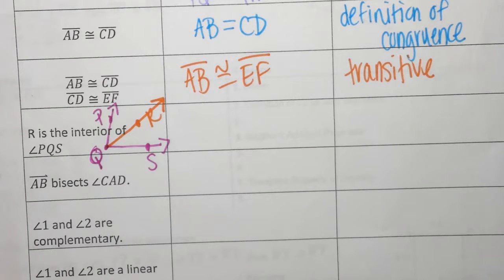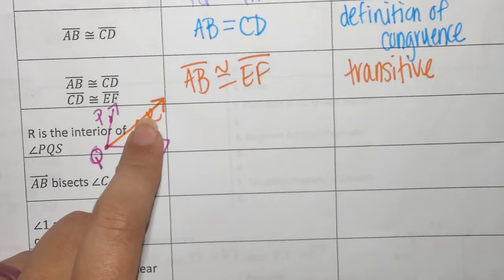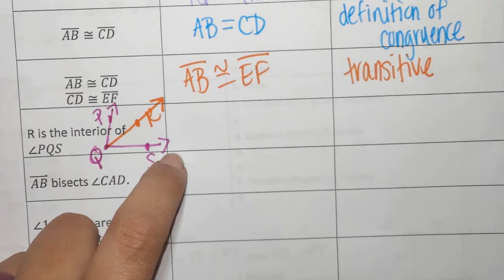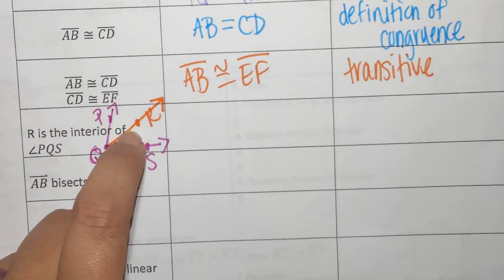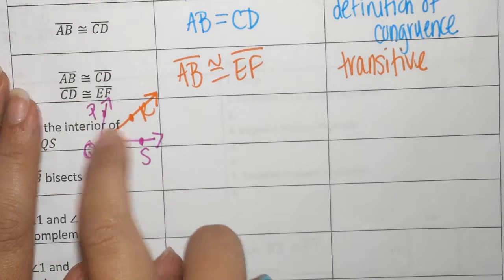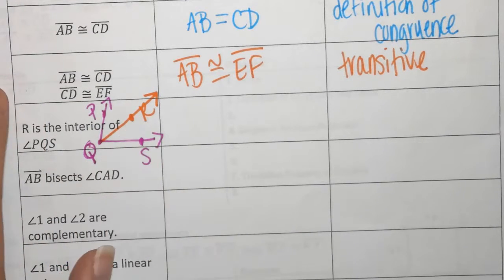Now, it doesn't say that ray QR cuts it in half. But what do we know about PQR and RQS? No, we don't know that they're congruent. We could add them together and make it equal the whole thing, right? These are not congruent because it doesn't tell us that it bisects.